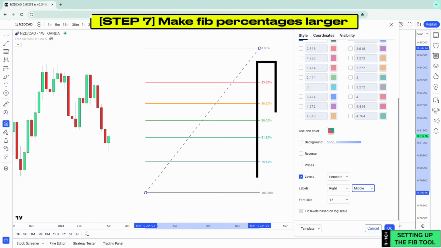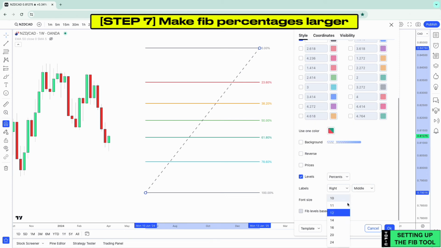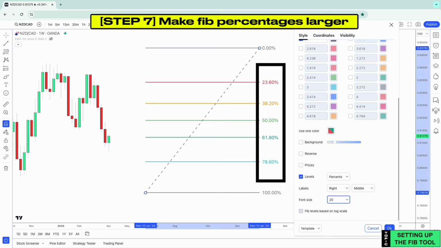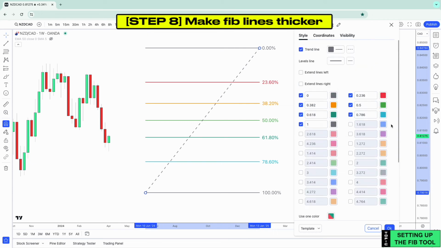Adjusting the font size and line thickness is like upgrading your reading glasses. Suddenly everything is clearer. By improving the visibility of Fibonacci levels, you're not just making your chart look pretty, you're also setting yourself up for more confident and informed trading actions. Because let's face it, squinting at your screen isn't the best way to make big bucks.